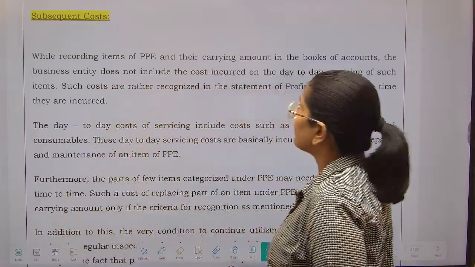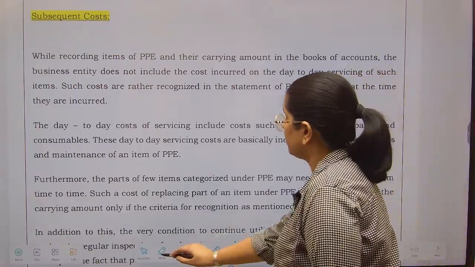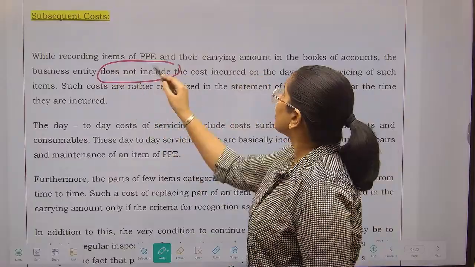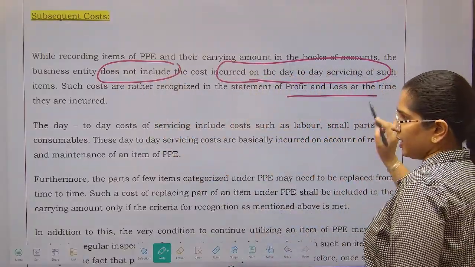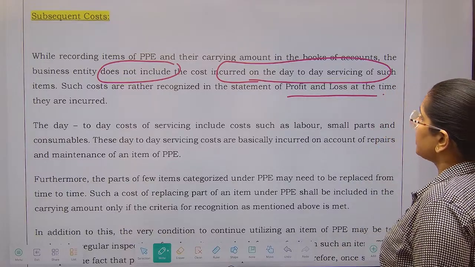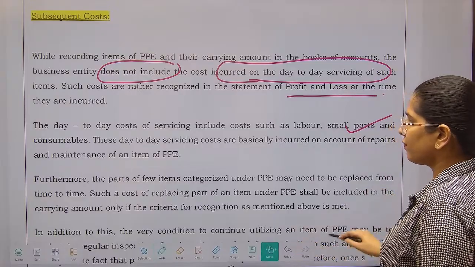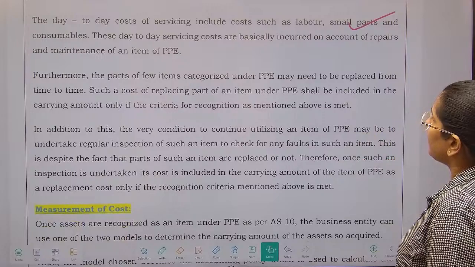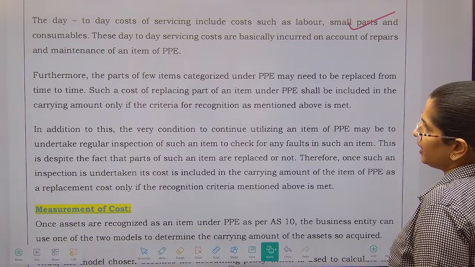Subsequent cost में क्या आएगा? While recording the items, the business entity does not include the cost incurred on day-to-day servicing. Such costs are taken to the P&L account because that is the expense you are having. The day-to-day cost includes labor, small parts as well as the consumables. Furthermore, the parts of few items categorized under PPE may need to be replaced. So such cost of replacing shall be included in the carrying amount.